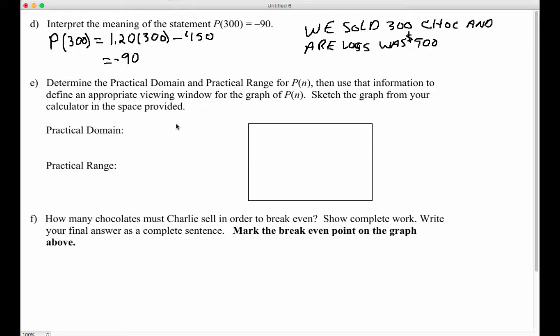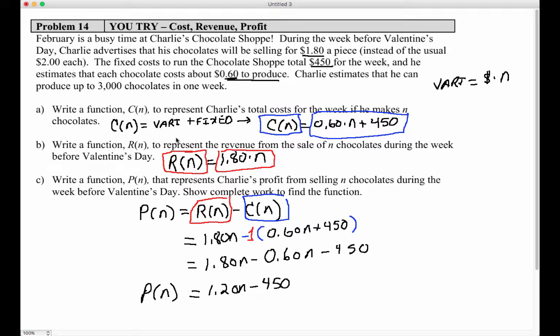Okay, determine the practical domain and range for P of n and use that information to define an appropriate viewing window for the graph of P of n. Sketch the graph using the space below from your calculator. Okay, so practical domain. So let's go back to the previous slide here. What do we know? Well, we know that Charlie can make no chocolates. He can't make any negative ones. That wouldn't make any sense. But he says he can make up to 3,000 chocolates in 1 week.